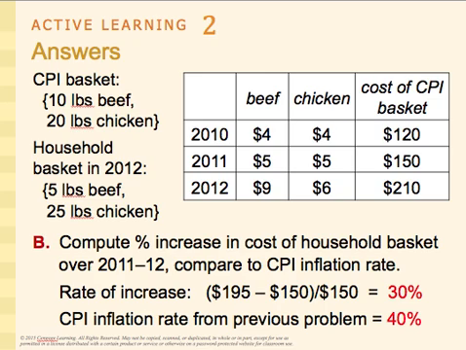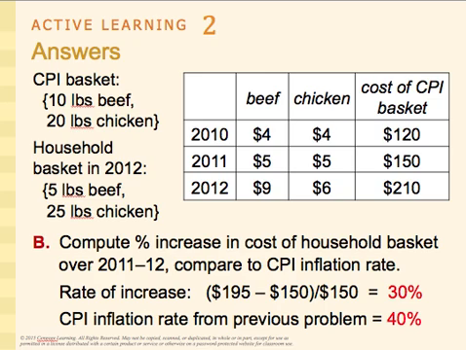Now, same situation. But we're looking to compute the percentage increase in the cost of the household basket from 2011 to 2012 and compare it to the CPI inflation rate. So the rate of increase: we take the current year, 195. Again, they're getting 5 pounds of beef, 25 pounds of chicken, compared to the previous year, which is 150. So 195 minus 150 divided by 150 is 30%. So the rate of increase of prices is a 30% increase. The CPI inflation rate from the previous problem was 40%. So by shifting from 10 pounds of beef to 5 pounds of beef and shifting from 20 pounds of chicken to 25 pounds of chicken, we lowered our CPI rate of increase by 10%.